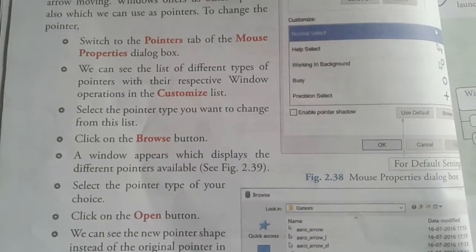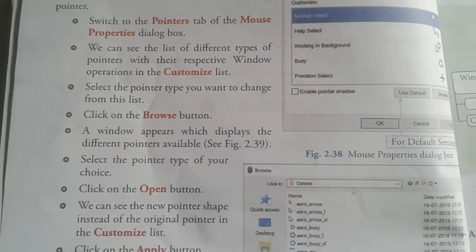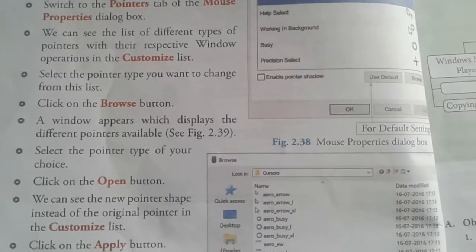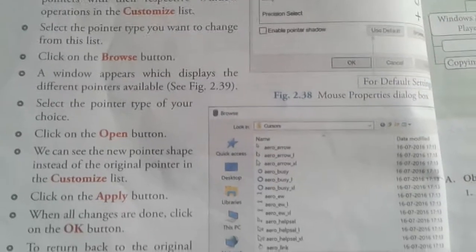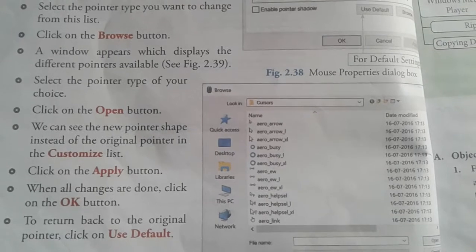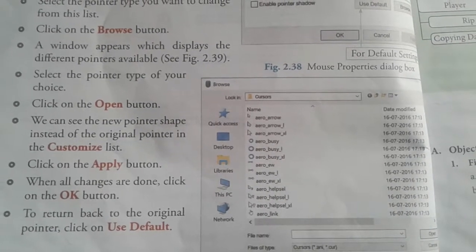So how can we change? Switch to the pointer tab of the mouse properties dialog box. We can see the different types of pointers with their respective window operations in the customized list. Select the pointer type you want to change from the list. Click on the browse button. The window appears which displays the different pointers available. Select the pointer type of your choice, whatever you want. Click on the open button.